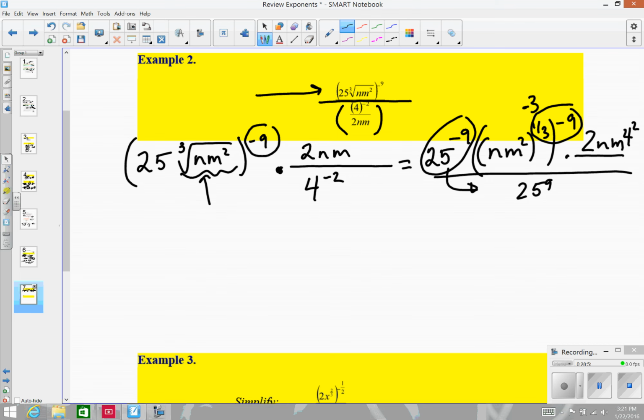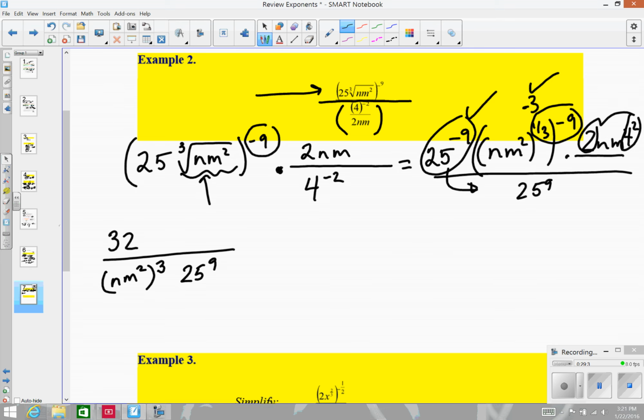So let's just start rewriting here. I'm going to be bringing my nm squared to the positive third power. I've got a 25 to the ninth power down there as well. See, that takes care of all this. Now I have 2nm times 4 squared. So let's go ahead and take our 4 squared, which is 16, multiply it by this 2 here. That gives me 32, and then I've got nm.